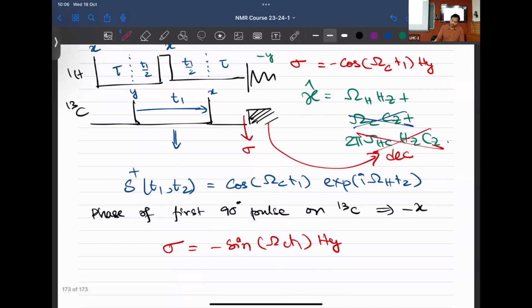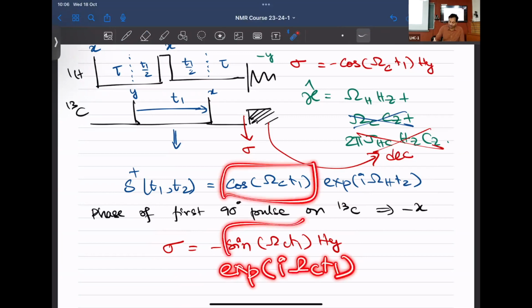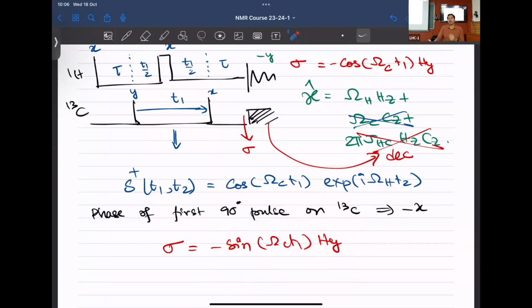Very good. So if you see here, that's exactly how you are able to get the quadrature detection on the proton channel to get a complex oscillation, meaning that e power i omega H T2 came up. Similarly, to get e power i omega C T1, you want the cos part and the sine part. You cannot get it done in one shot. Once again, we will see that in the hardware part, how the direct dimension gets the quadrature in one shot. On the other hand, this indirect dimension, what is indirect about it? You don't get the carbon chemical shift directly.